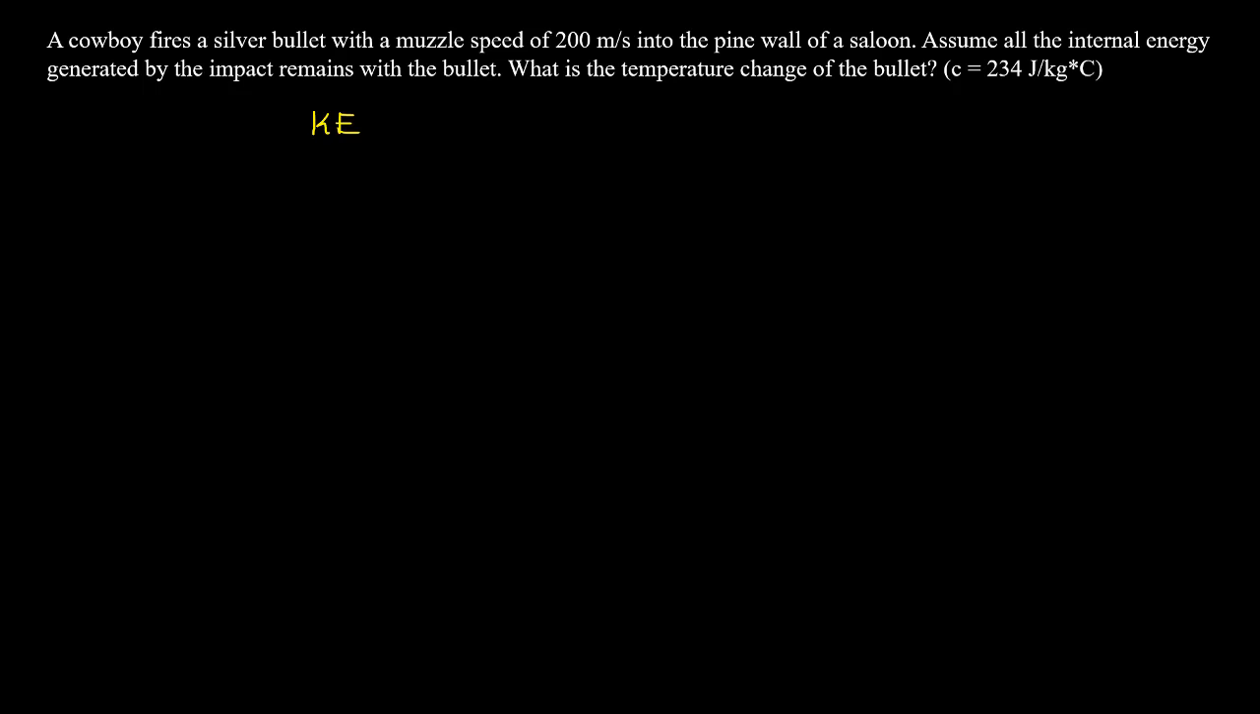And then we're going to have the change in kinetic energy plus the change in internal energy equal to 0. So conservation of energy. There's no energy leaking out. The system is the bullet. It starts with some kinetic energy, so it flies into a wall, and then it stops. So the kinetic energy goes to 0, and all of it goes into internal energy.